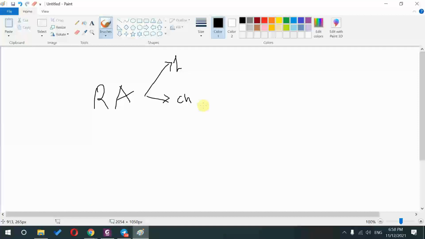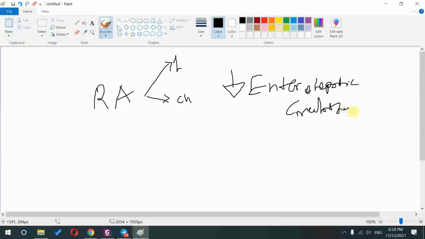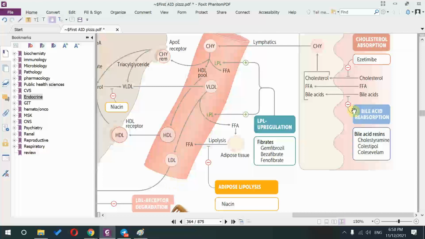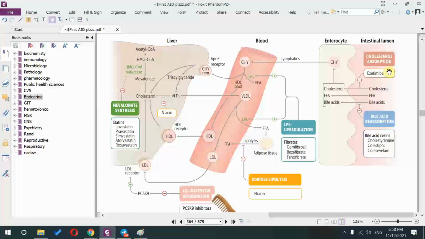So the correct answer was that there is a decrease in the enterohepatic circulation. So decrease in the enterohepatic circulation. What does that mean? It's the movement from the entero to the hepatic, from the intestine to the liver. So, okay.